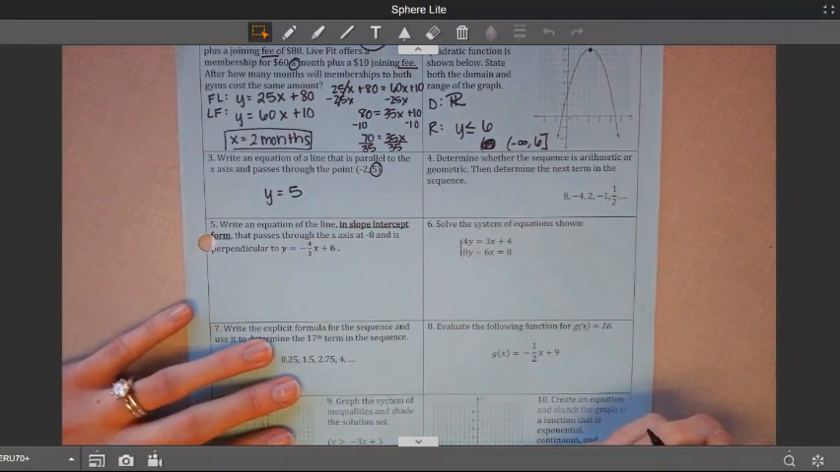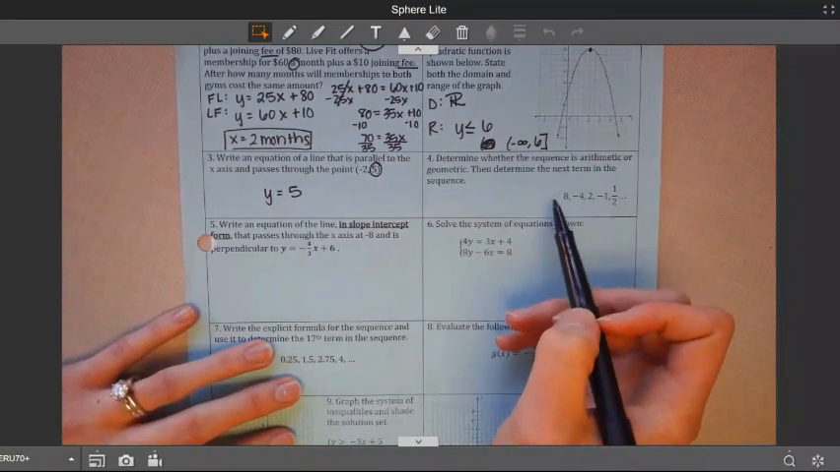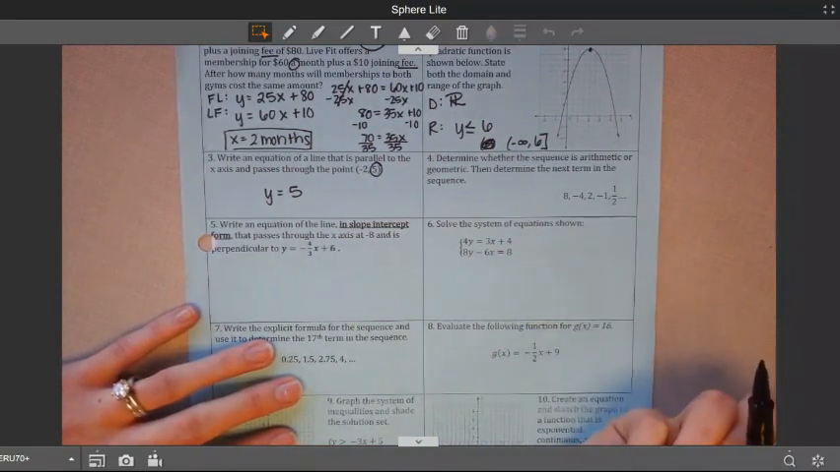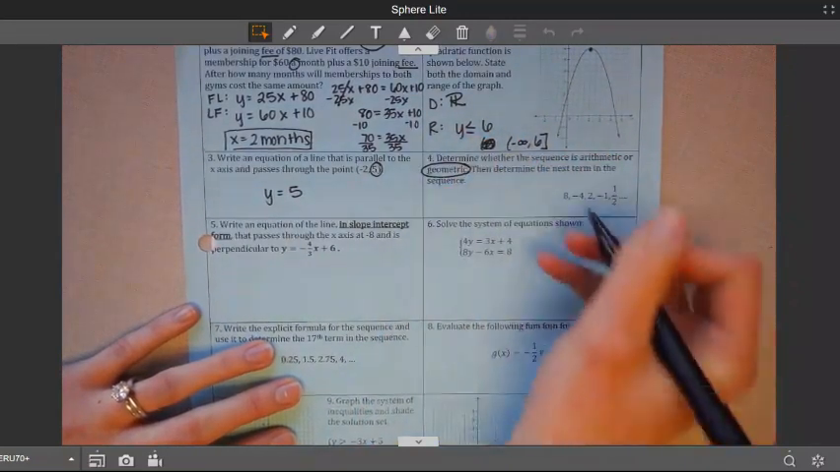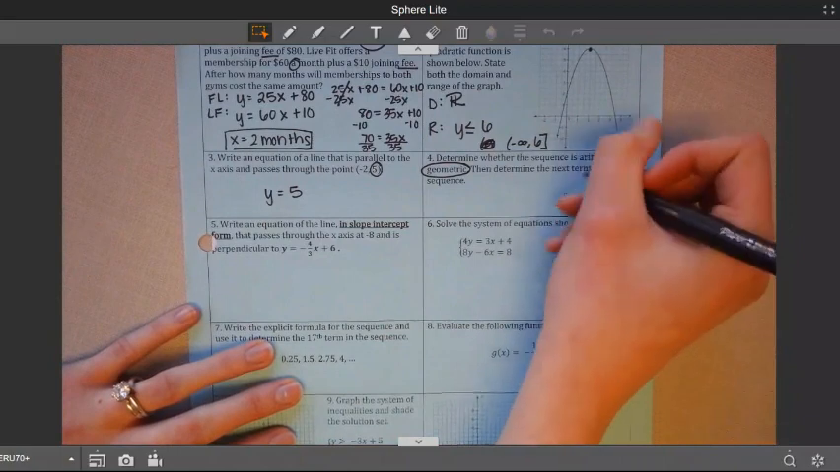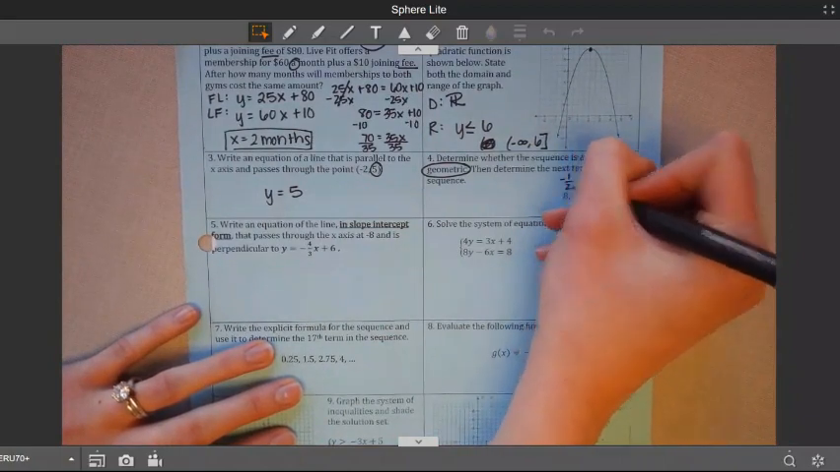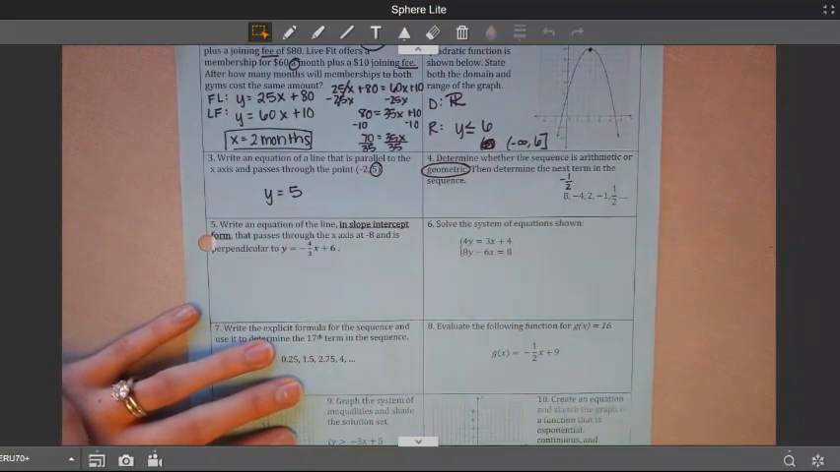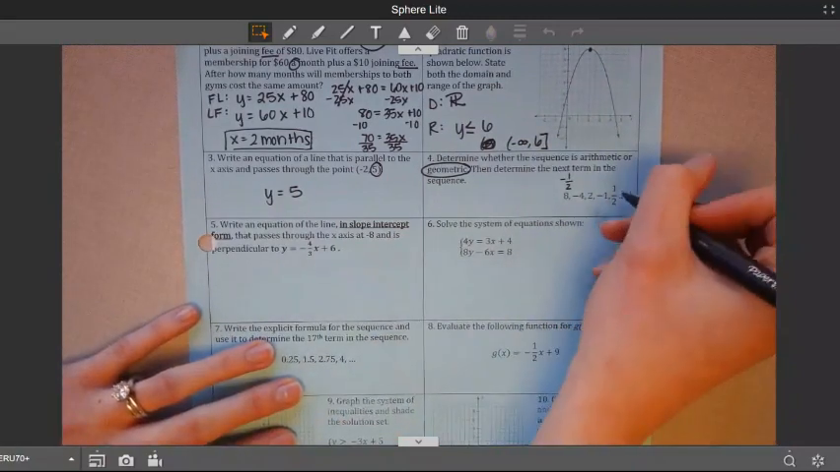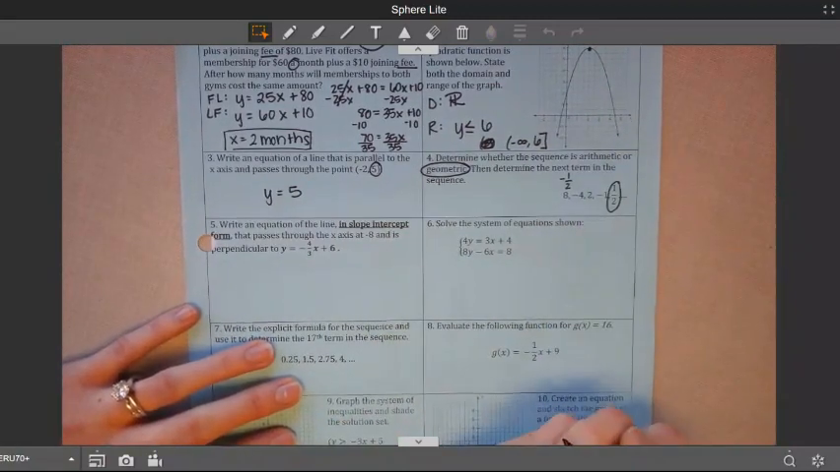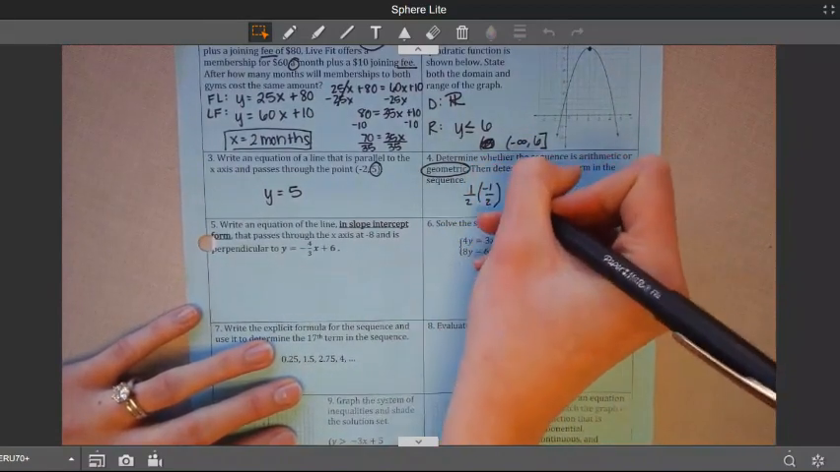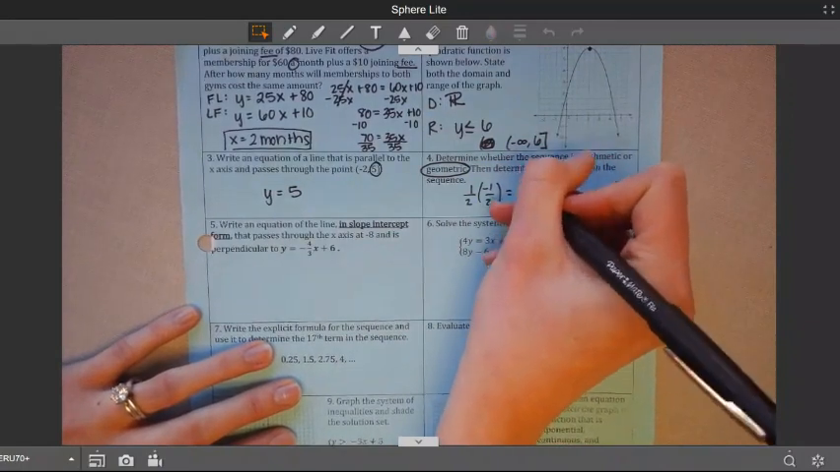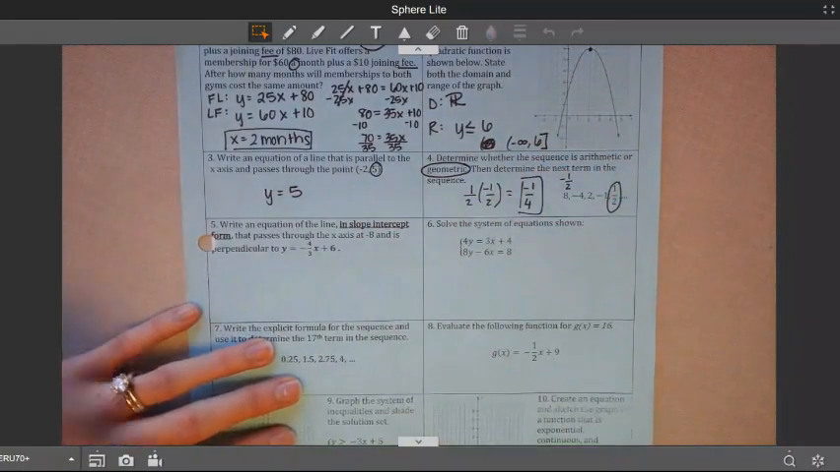Number 4, determine whether the sequence is arithmetic or geometric. Then determine the next term in the sequence. Because the signs are alternating, I have to be multiplying, which means it's going to be geometric. I can see that to go from 8 to negative 4, I'm multiplying by negative 1/2. That's my common ratio. So to determine the next term in the sequence, I'm going to take the term before, which is 1/2, and multiply it by negative 1/2, which would in turn get me negative 1/4 as the next term in the sequence.